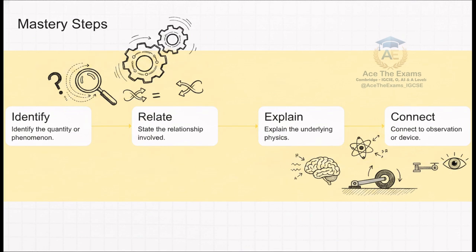through 4 linked steps. I want you to think of this as the PEEL framework, specifically adapted for Cambridge physics. PEEL. Point, evidence, explanation, link. Step 1. Identify the quantity or phenomenon. That's your point. For example, identifying that a car braking involves kinetic friction. Step 2.